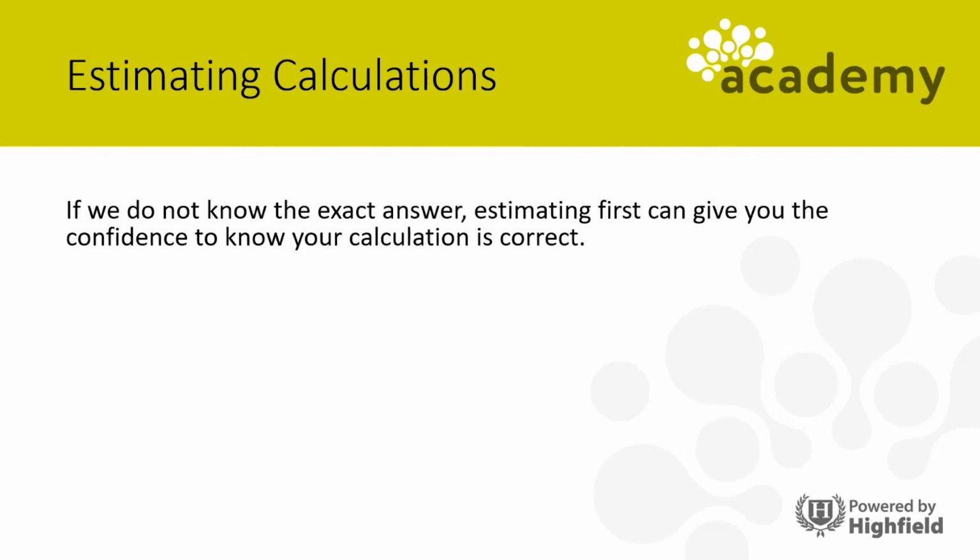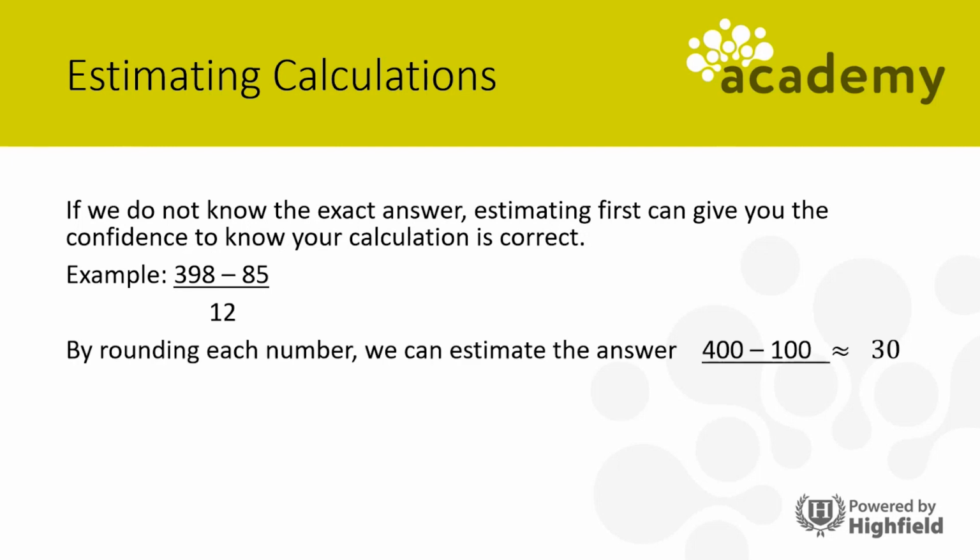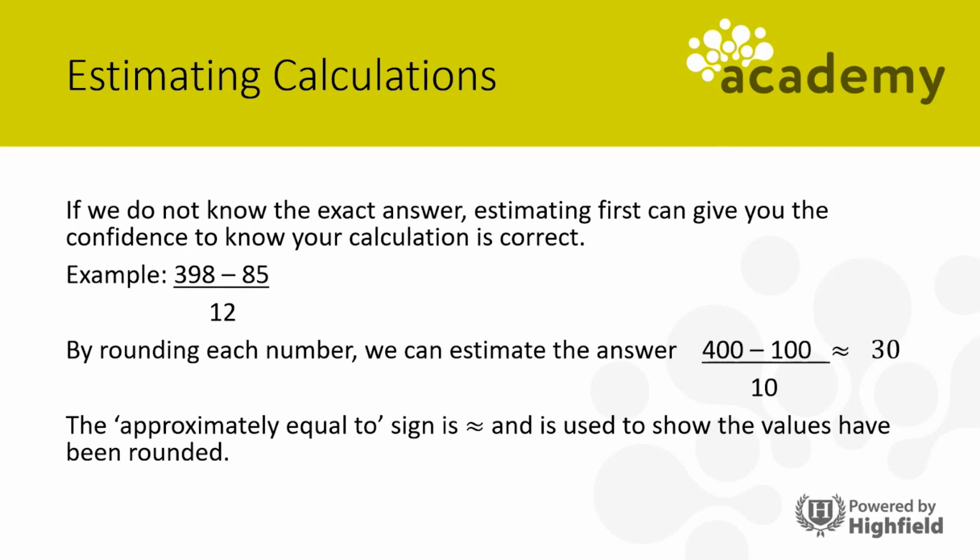Even if you don't know the answer exactly, estimating first can give you the confidence to know your calculation is correct. For example, 398 minus 85 divided by 12 is the calculation, and we can round each number so we can estimate the answer. So 400 minus 100 divided by 10 is approximately equal to 30. The approximately equal sign is this, and it's used to show the values have been rounded up or down.